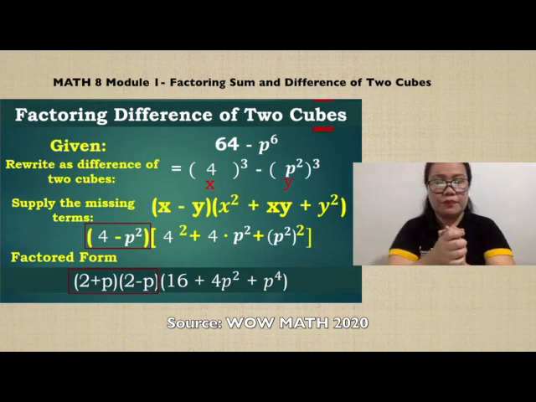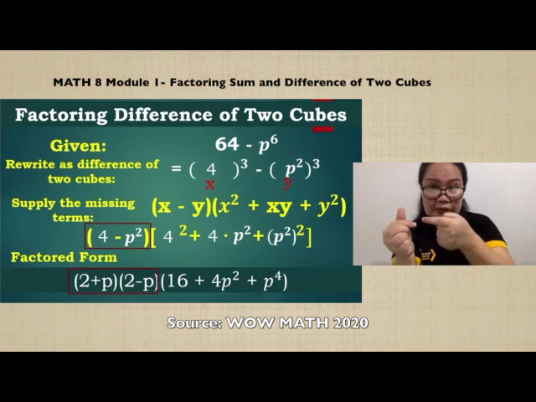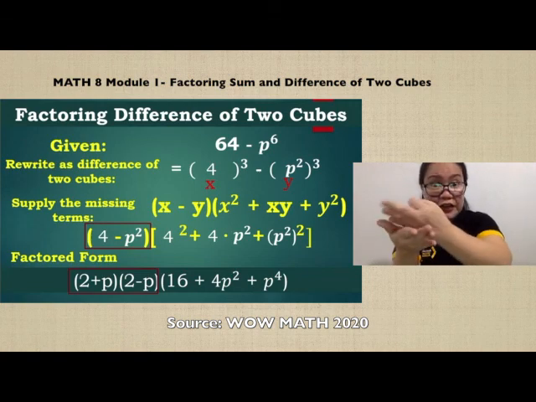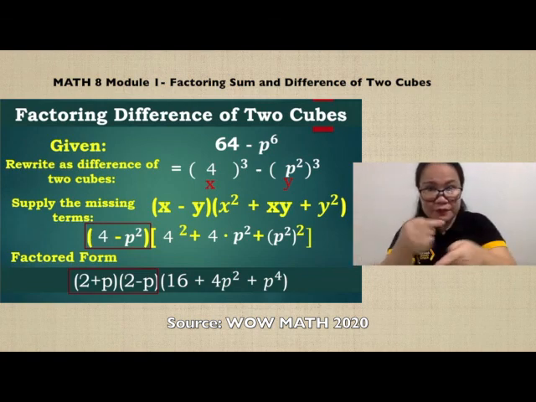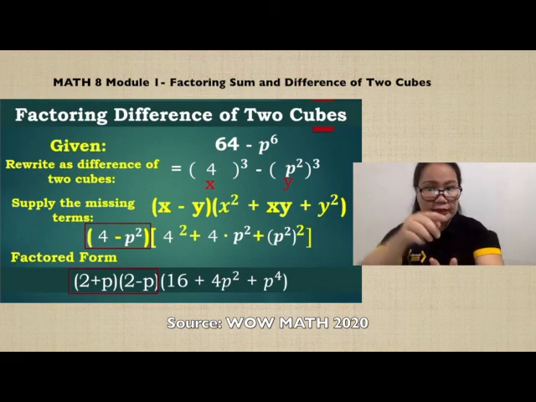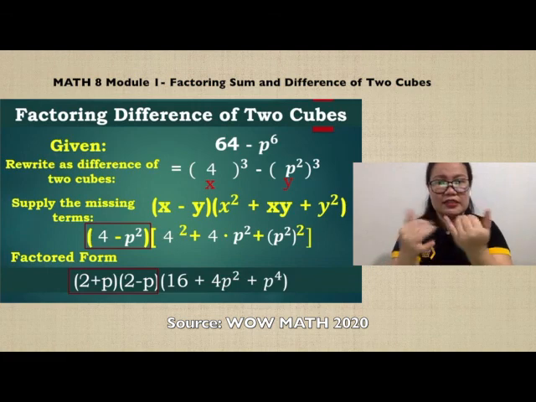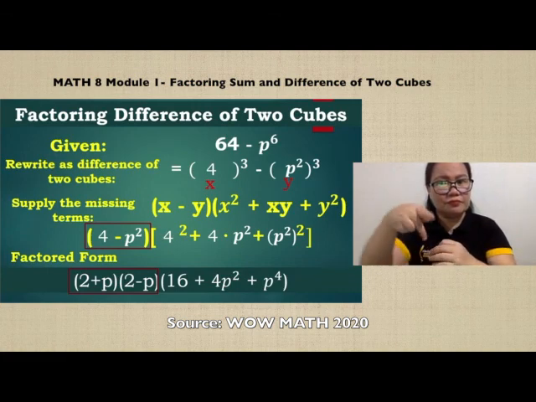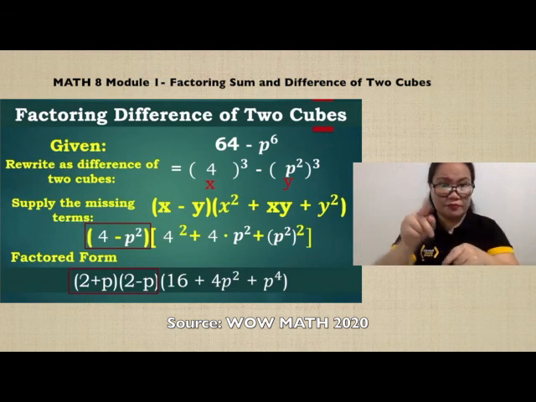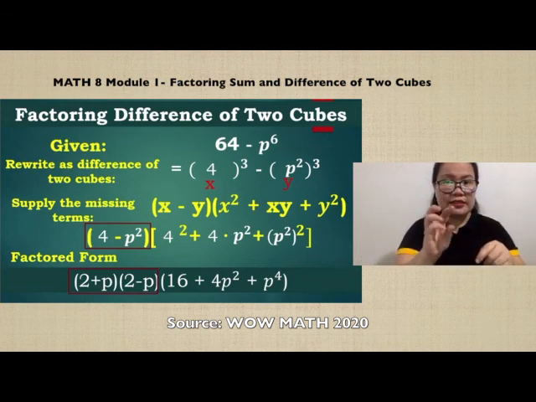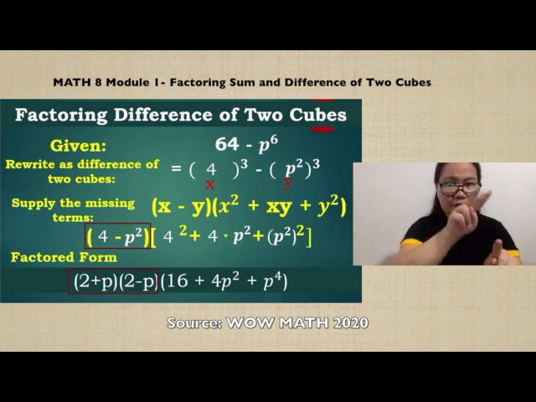And then, punta tayo sa susunod. 4 squared is 4 times 4, that is 16. Plus 4p squared, ita-times natin siya. And then p raised to 2 times raised to 2, so that will become p raised to 4. So this is now our factored form: 2 plus p times 2 minus p times 16 plus 4p squared plus p raised to 4.